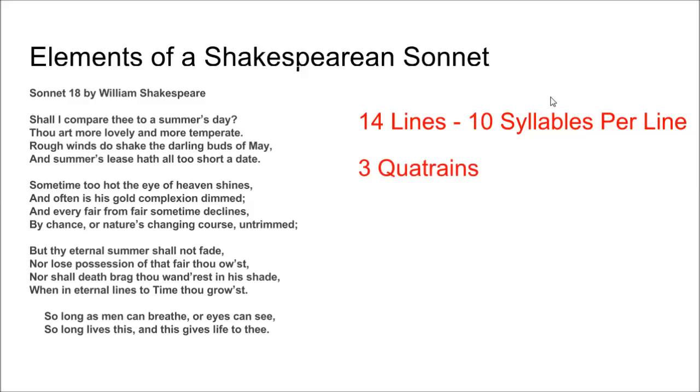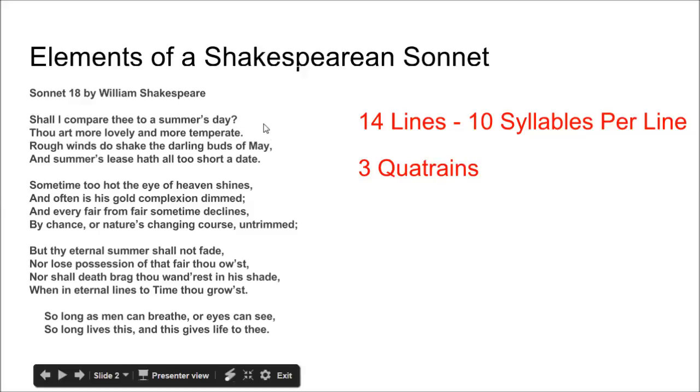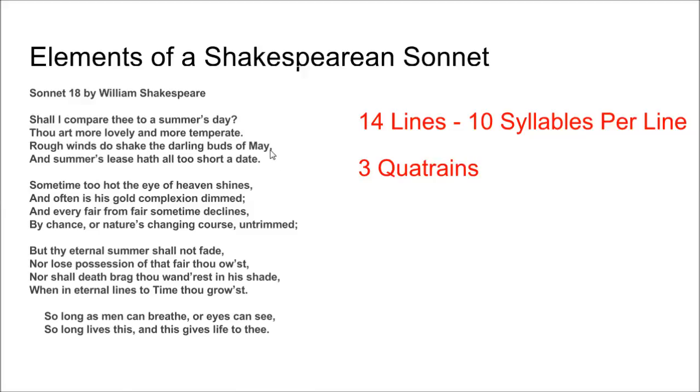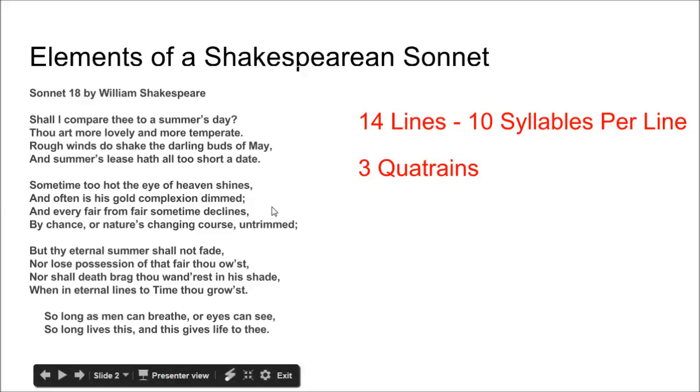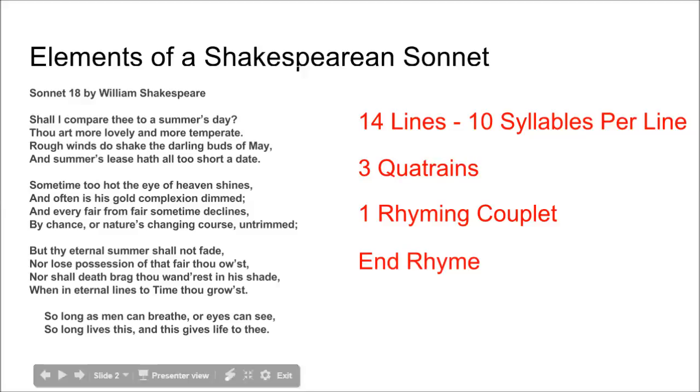You'll notice we have 3 quatrains, which means we have 3 groups of lines of poetry, 4 lines of poetry in each of these 3 groups. We end with a rhyming couplet. And you can see that here at the end with the C and the V. You'll notice that the poem has end rhyme, and it's every other line that rhymes, except for our last 2 lines with our rhyming couplet.